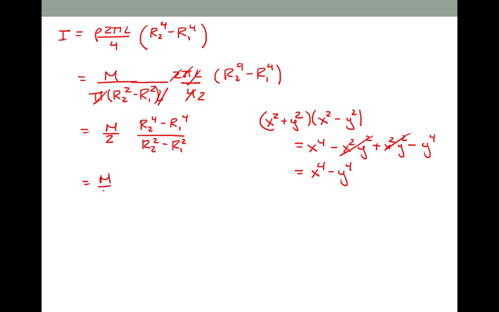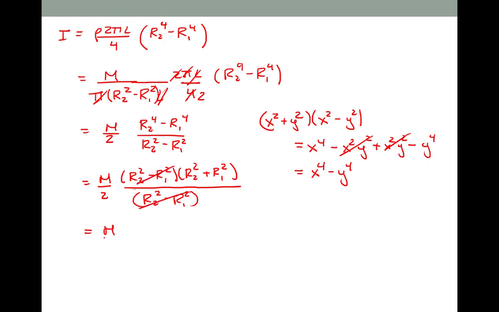So I'm going to rewrite this as r2 squared minus r1 squared times r2 squared plus r1 squared, all over r2 squared minus r1 squared. These two cancel, and I am left with a moment of inertia, I equals m over 2, r2 squared plus r1 squared.